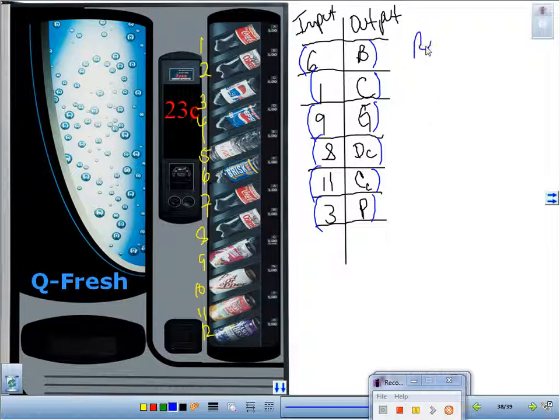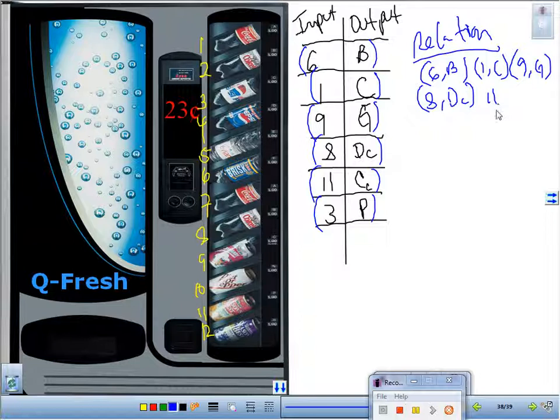A relation is 6B, 1C, 9G, 8BC, 11 cactus cooler, and 3P. All right, are we there so far?